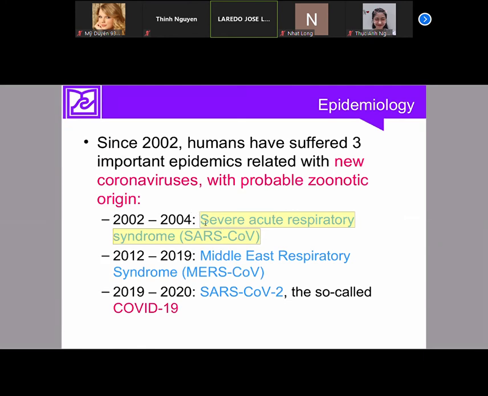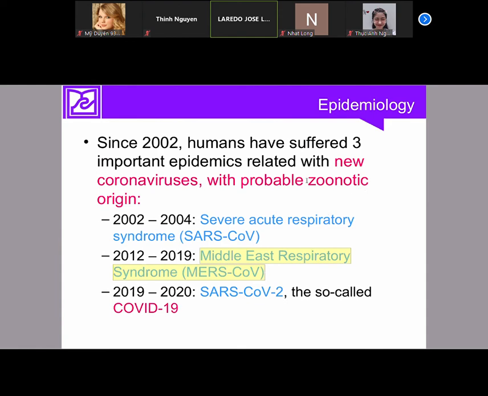And this was an epidemic that appeared mostly in Asia. The origin of this epidemic was in China. The second one appeared 7 years ago, and it was called Middle East Respiratory Syndrome, also zoonotic. This one appeared in Saudi Arabia, in the Middle East. And the mortality of this virus was very high.